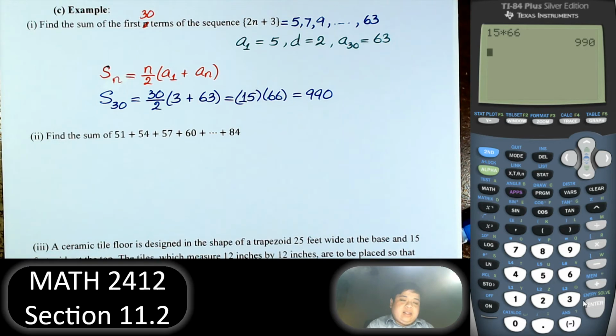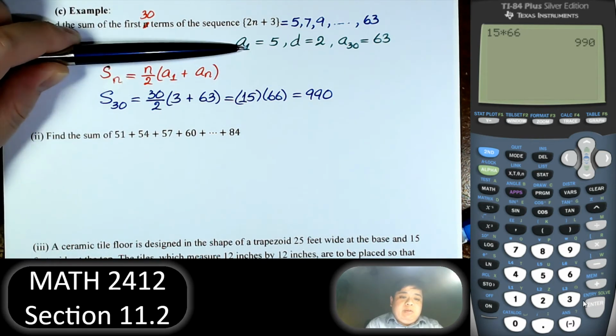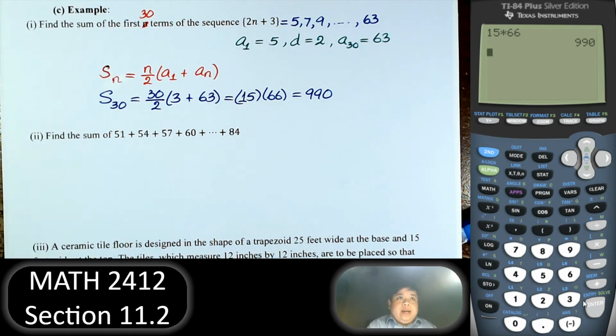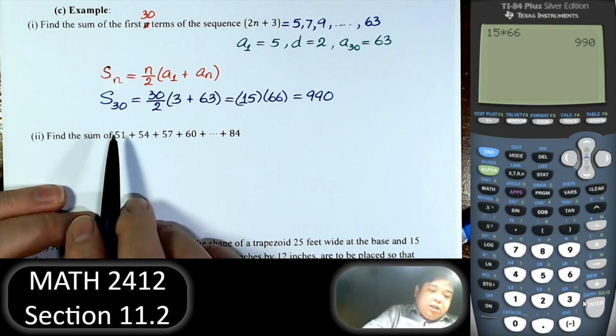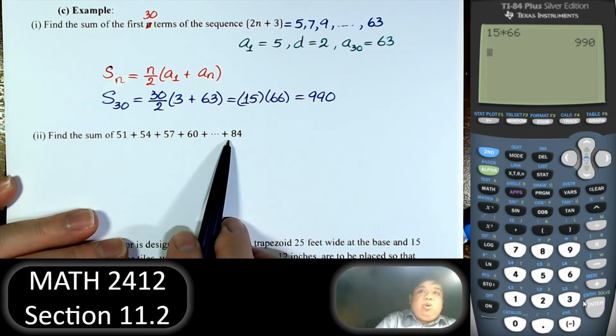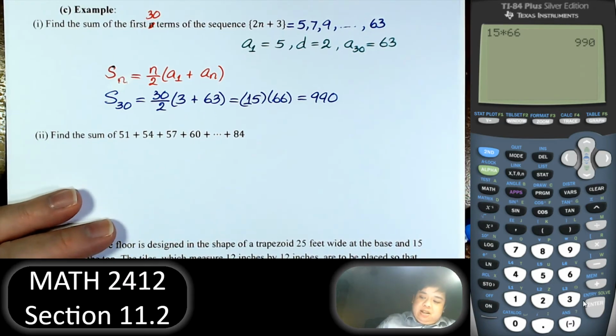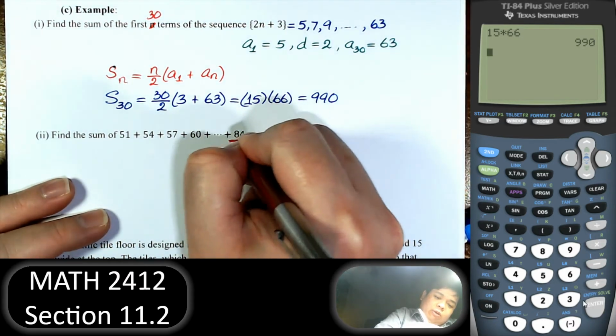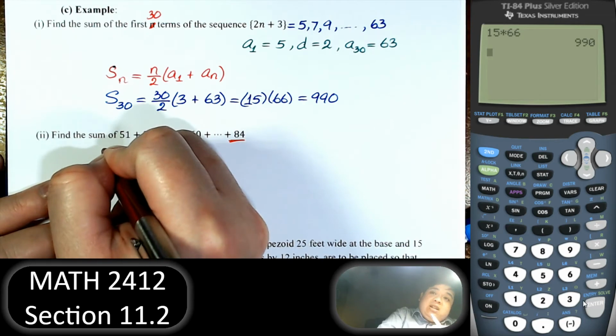Right, next. If we know the first term and the end term, which is good, but we do need to know how many terms there are. So let's find the sum of 51 all the way to 84. We know the first term, we know the end term, we just don't know how many terms there are. So we know 84, let that be the end term, right?